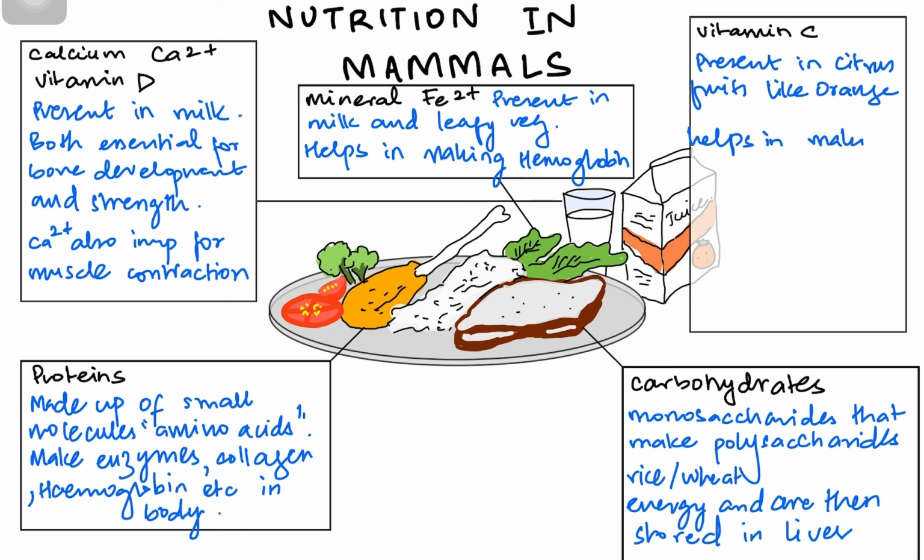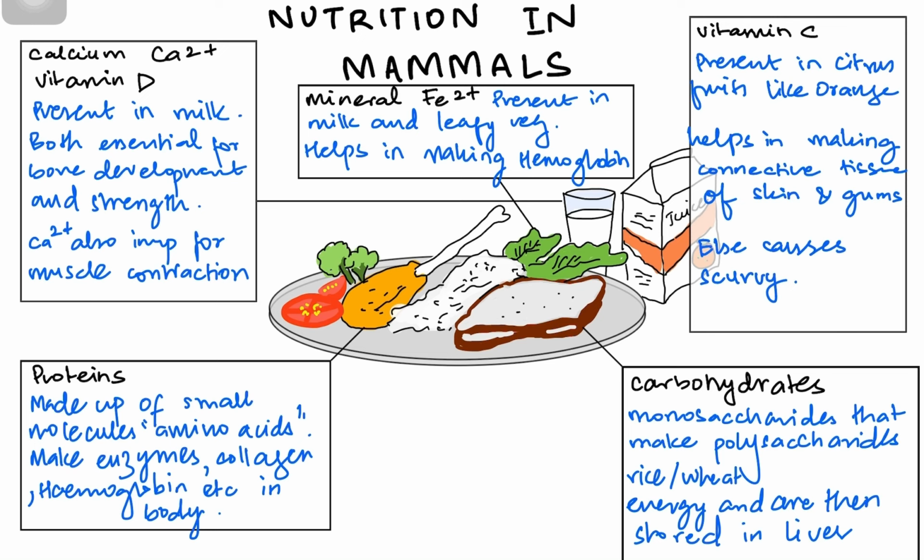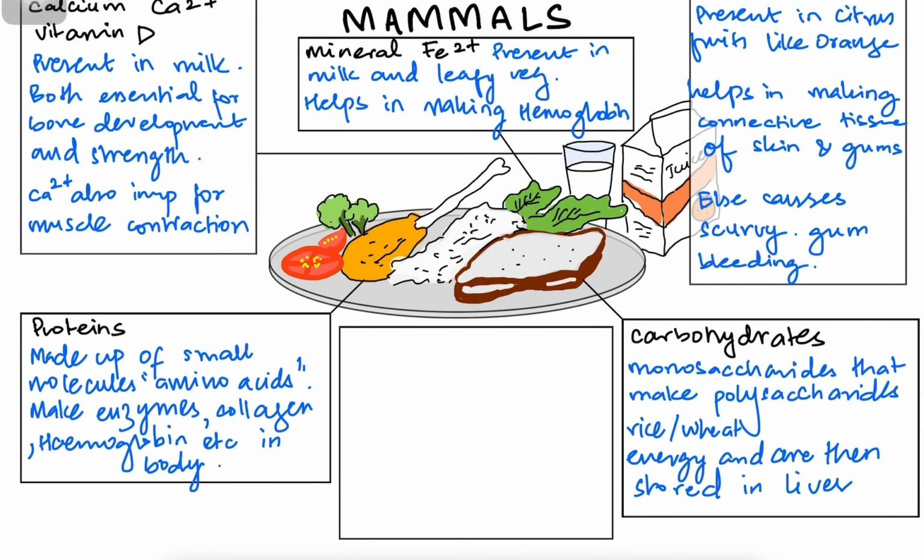It helps in making a tissue known as the connective tissue. The connective tissue is something that is present around all the organs, especially blood vessels, skin, and gums. So if someone has a deficiency, they are going to suffer from scurvy, where it leads to gum bleeding and problematic blood vessel development.